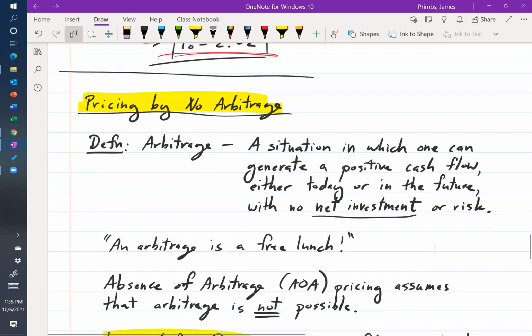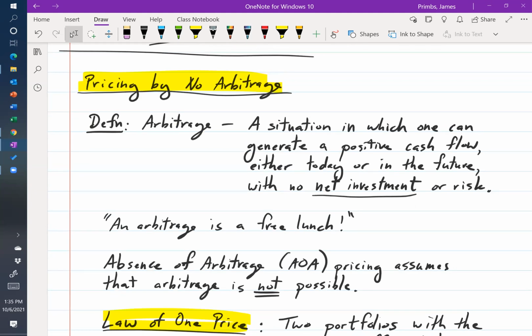And here's why. We mentioned that the philosophy behind this is pricing by no arbitrage. Let me remind you of what an arbitrage was. It was a situation in which one can generate a positive cash flow. Positive cash flow is where you receive money, and you receive money in a number of ways. If you buy a stock, when you sell it, you receive money. If you buy a bond, when it matures, you receive money. But an arbitrage is where you receive money, but you never made any net investment. That means you never actually had to use any of your own money to invest in anything, but somehow money just flows to you. So that's an arbitrage.